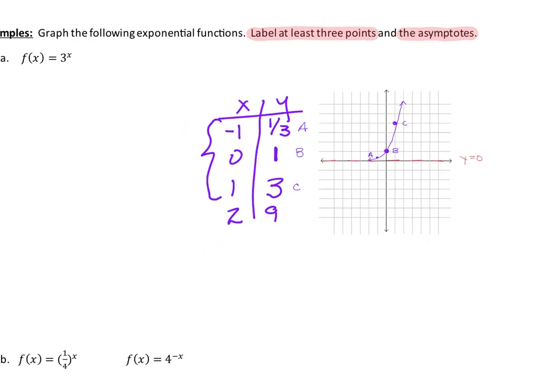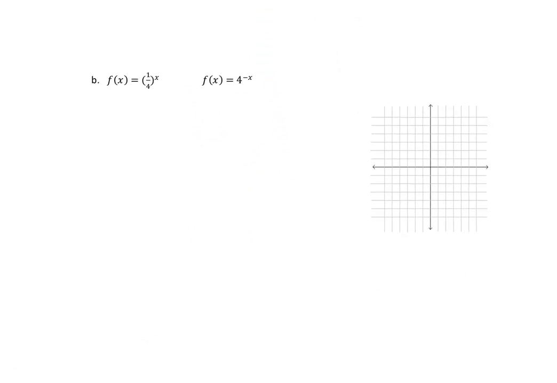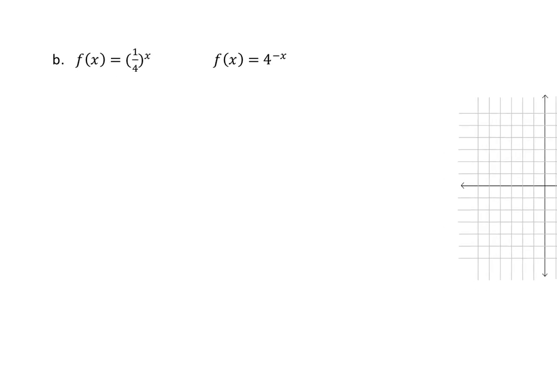All right, let's look at one more basic one. Let's come down to example B. In example B, we have f of x equals 1/4 to the x, or this can also be written as 4 raised to the -x. And again, I am going to pick the exact same numbers as I did before. I'm going to go with -1, 0, and 1.